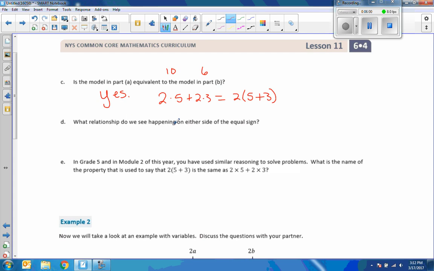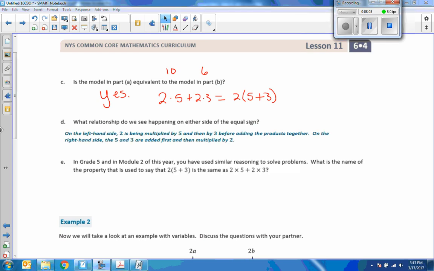What relationship do we see happening on either side of the equal sign? Okay, it says on the left-hand side, 2 is being multiplied by 5, and then by 3, before adding the products together. On the right-hand side, 5 and 3 are being added first and then multiplied by 2. So we're doing order of operations here.